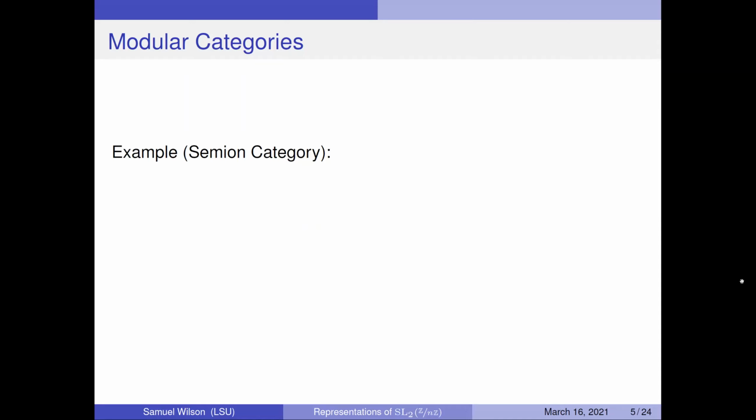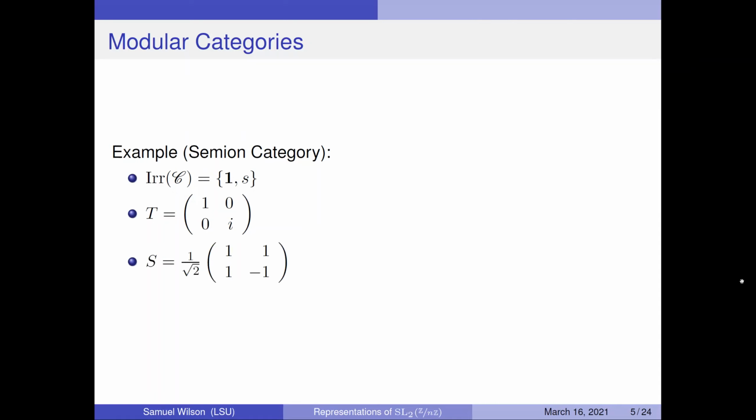So a simple example of a modular category, which might be familiar from physics, is the Semion category. In the Semion category, we only have two simple objects. The one here just corresponds to the vacuum, and we have a single semion called s. The T matrix here gives the twists of these two objects. In particular, you notice that the twist of the semion is i because it has spin 1/2. And then the S matrix, as we defined before, looks like this. Okay, any questions so far?